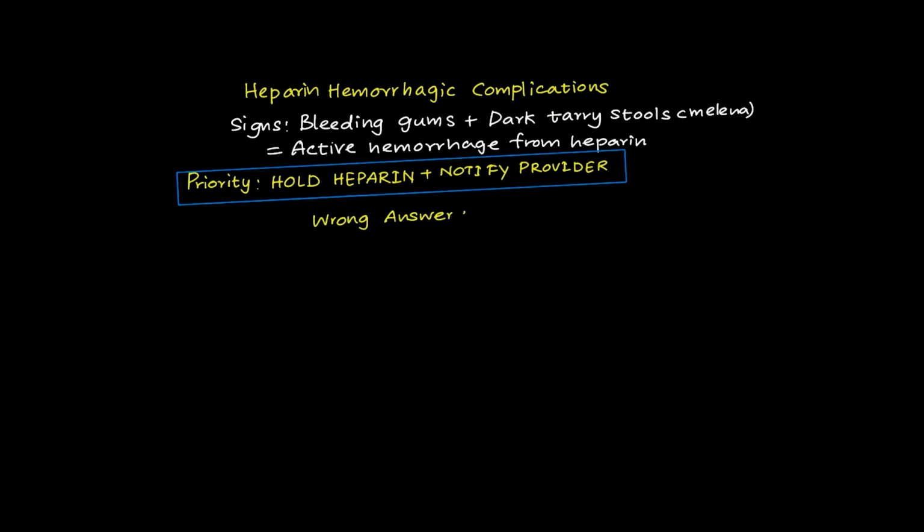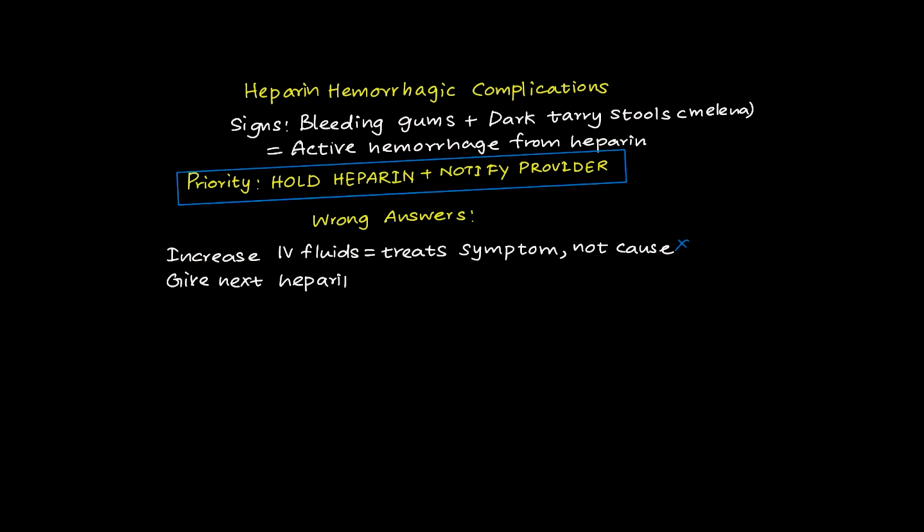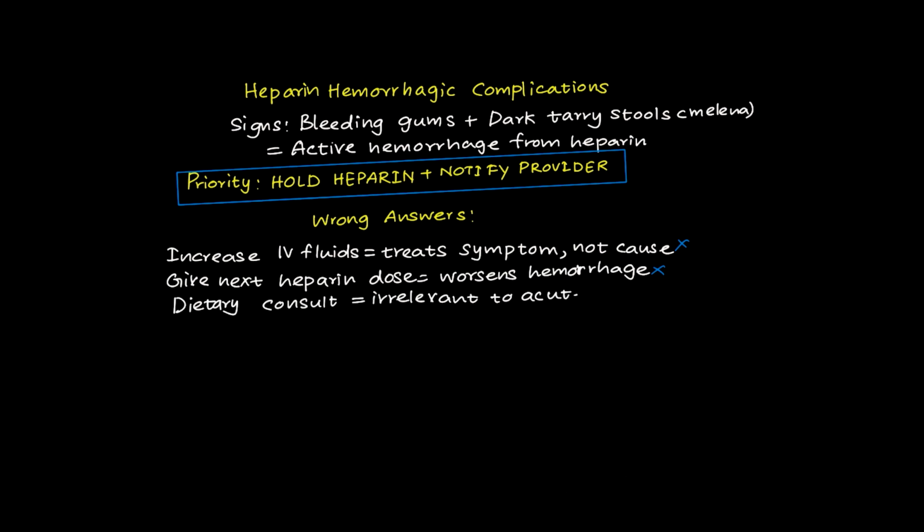Increasing IV fluids doesn't address the bleeding. It's like mopping the floor while the faucet is still running. Giving the next scheduled heparin dose when the client is actively bleeding, that would make things catastrophically worse. A dietary consult has nothing to do with acute hemorrhage.